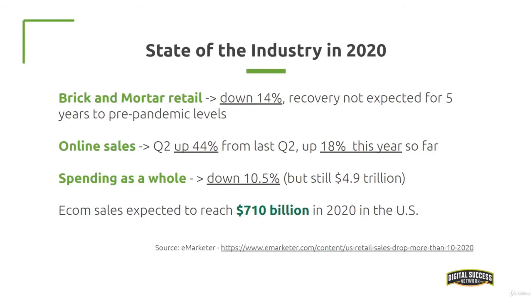So, the state of the industry this year. The brick and mortar retail sales are down 14%, and recovery is not actually expected for at least 5 years to pre-pandemic levels. However, online sales in Q2, so that would be April, May, and June, were up 44% from last Q2, and it's up 18% so far this year. Spending as a whole is down 10.5%, but they're still close to $5 trillion. E-com sales are expected to reach $710 billion in the US in 2020.